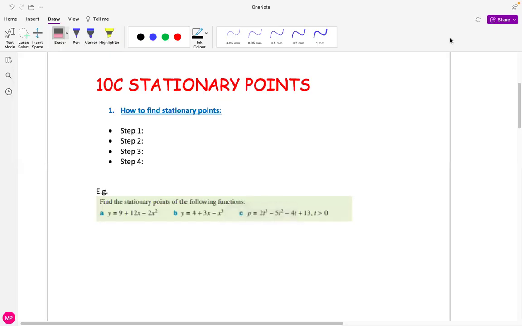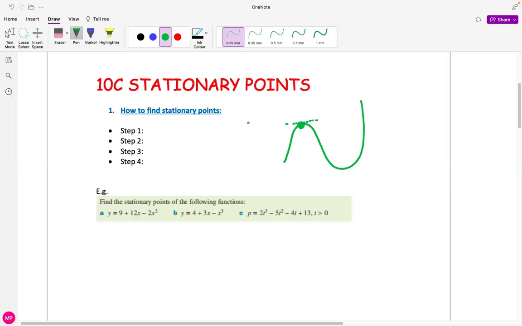Hi everyone. Today we're going to cover how to find the stationary point of a graph. So what is a stationary point? A stationary point is basically the turning point. That's where the graph is turning. This is where, if you draw a tangent line, you can see that the tangent line is horizontal. This means it's stationary, it doesn't move.